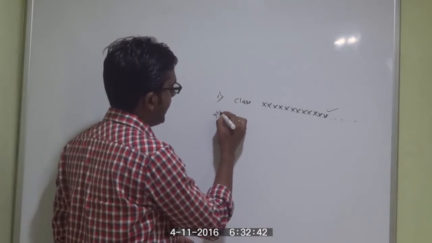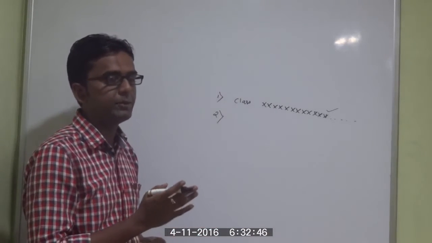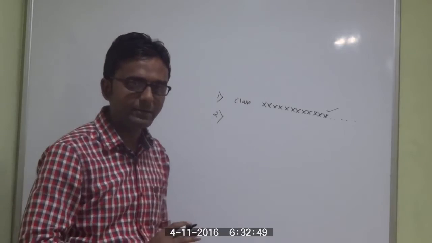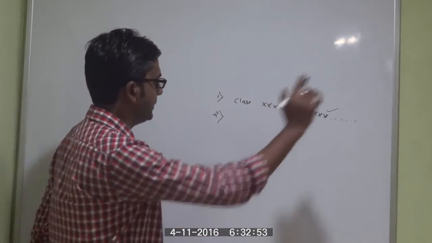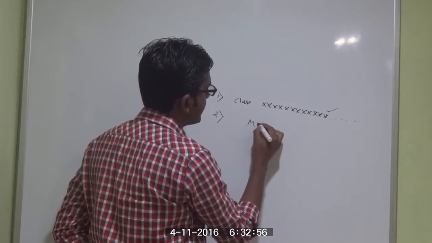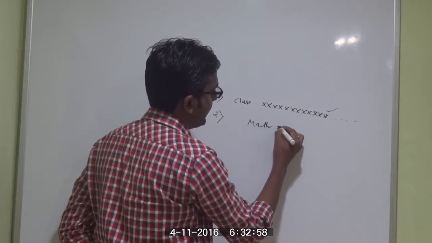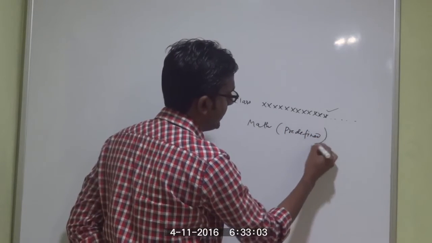The second conclusion is that in Java we can use a predefined class name or identifier name as a valid identifier. There will be no problem. For example, in Java there is a predefined class which is known as Math. Remember this point, very important.